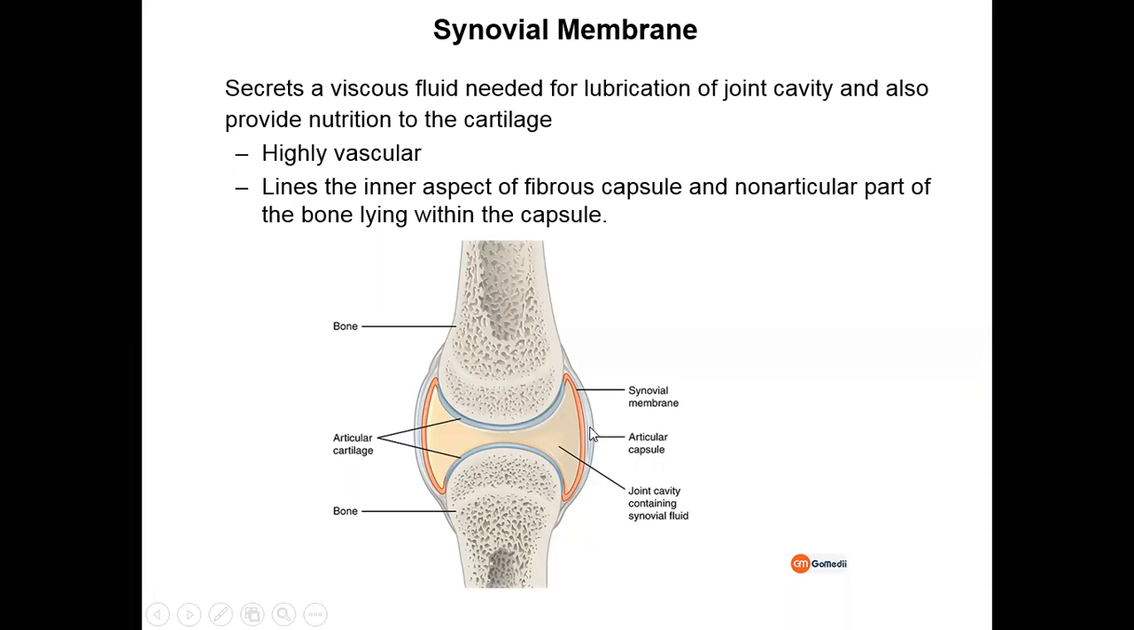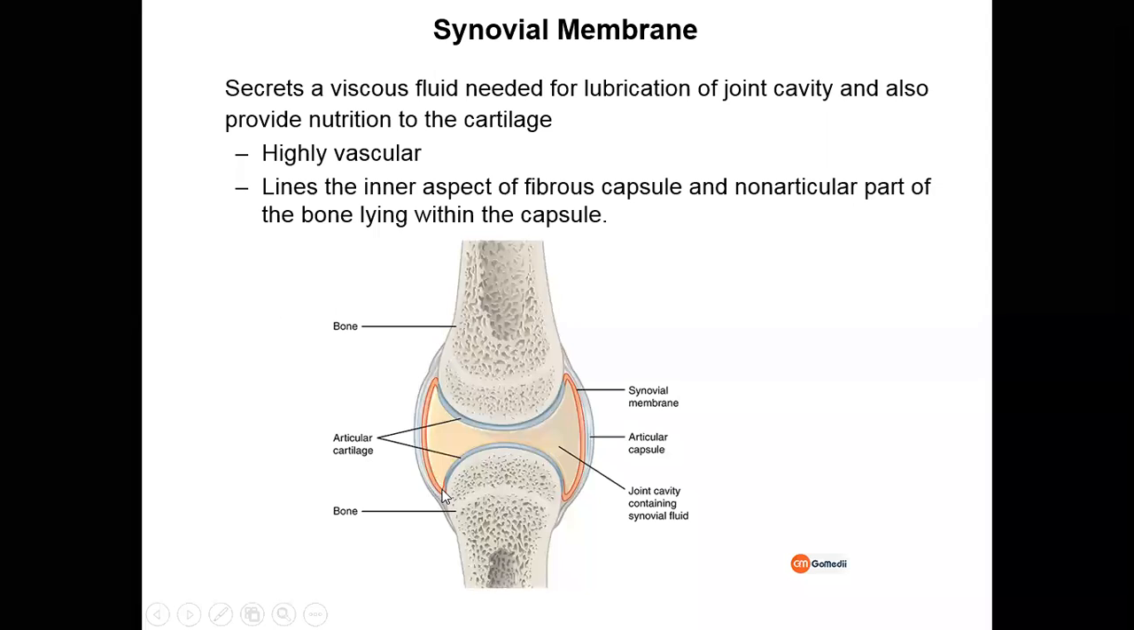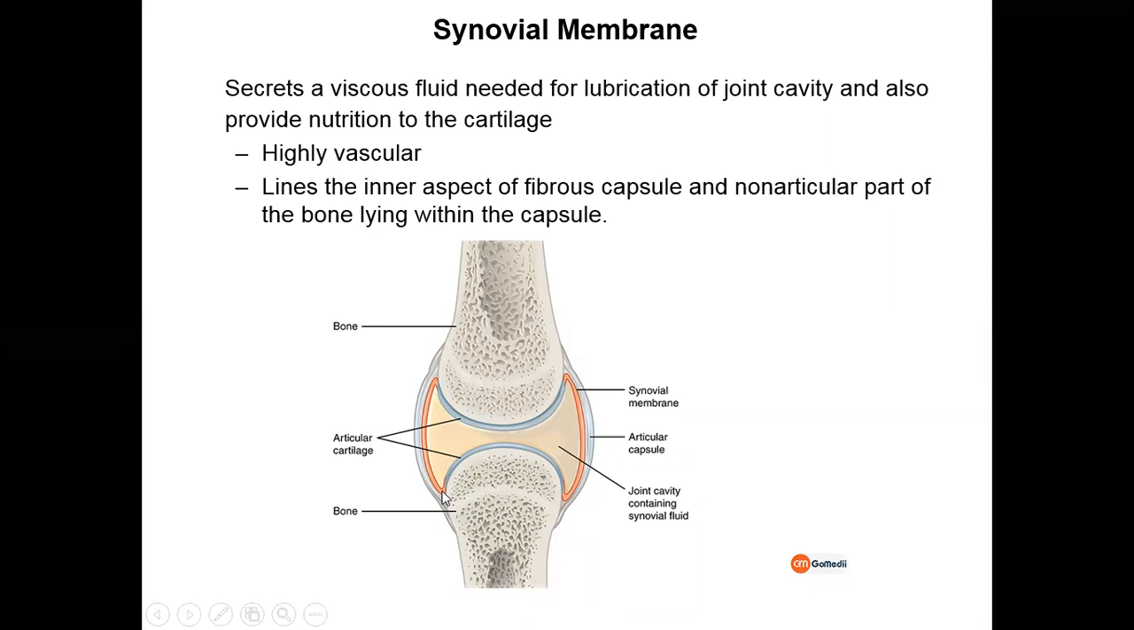And the membrane is highly vascular. It lines the inner aspect of the fibrous capsule, as we can see here, and also it is going to line the non-articular part of the bone. Non-articular part of the bone, in the sense, it is going to line the part of the bone where it is not going to form the joint. The part of the bone which is going to form the joint is going to get covered by articular cartilage. So remember one thing: the synovial membrane is not going to line the articular cartilage. It ends here at the end of this.